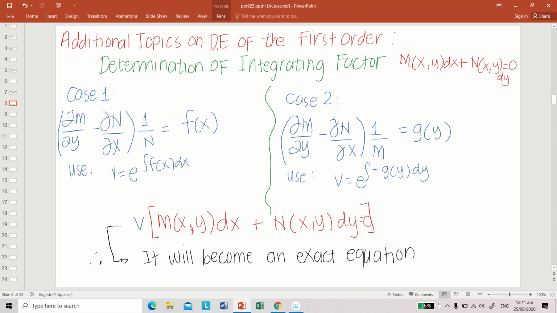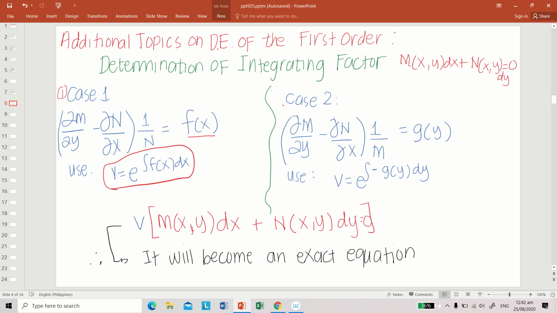In case 1, suppose that we take the partial derivative of M with respect to y minus the partial derivative of N with respect to x, and then divide that result by N, and it gives us a function f of x. Then we will use the integrating factor v equals e to the exponential of integral of f of x dx.